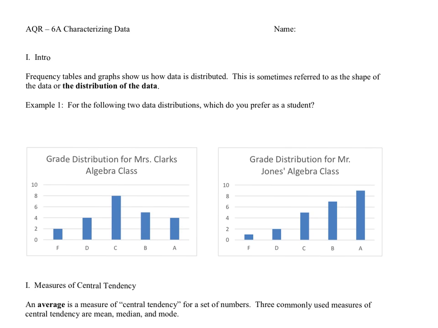Let's jump right in. We have frequency tables. Now, frequency tables are not anything new. They're just bar graphs. You can see a couple examples down here. They show us how data is distributed. This sometimes is referred to as the shape of the data, or, and this is the important one, the distribution of the data. So for the following two data distributions, which do you prefer as a student?